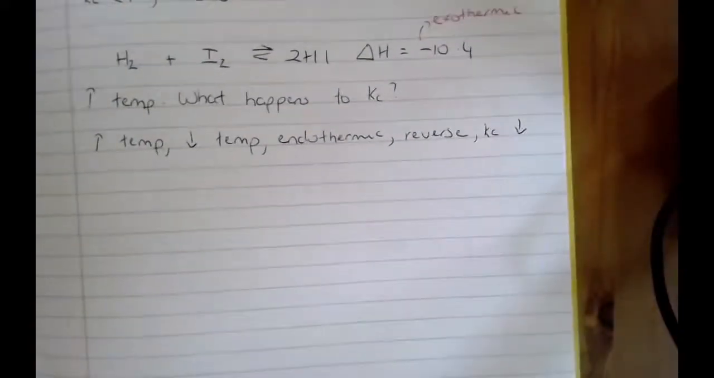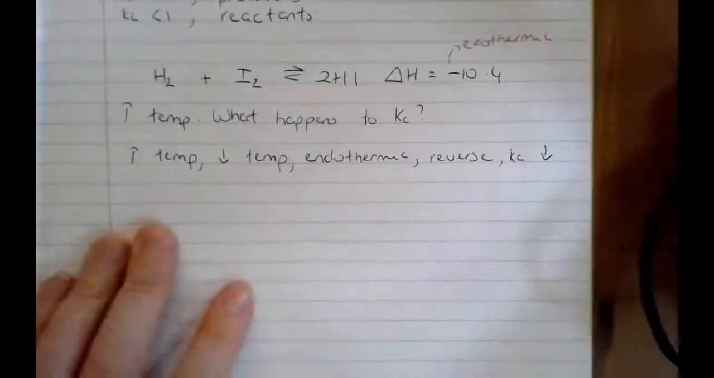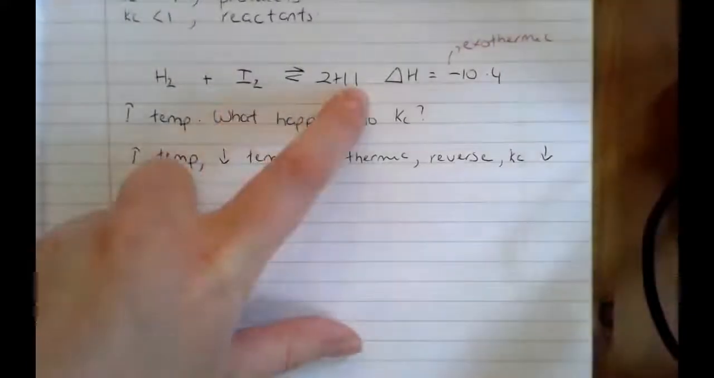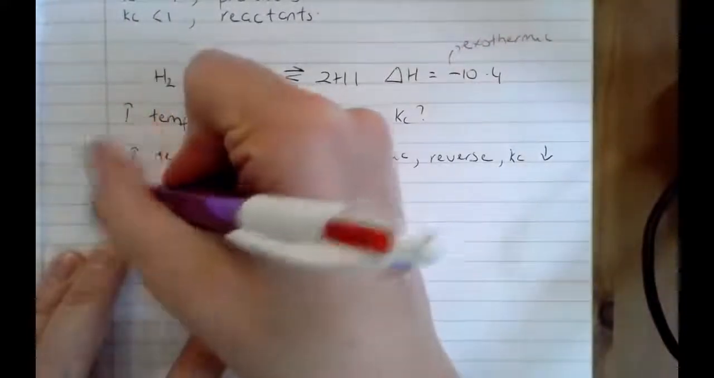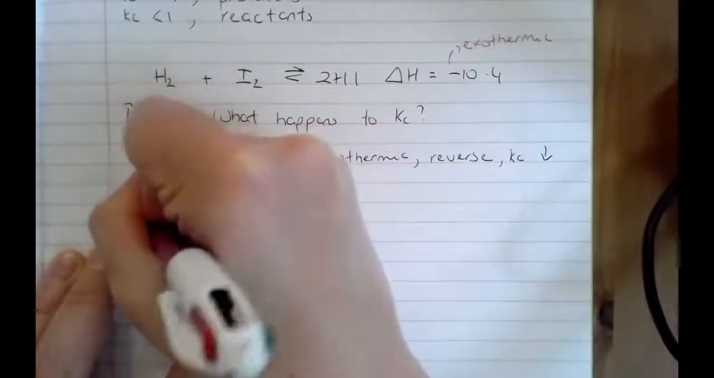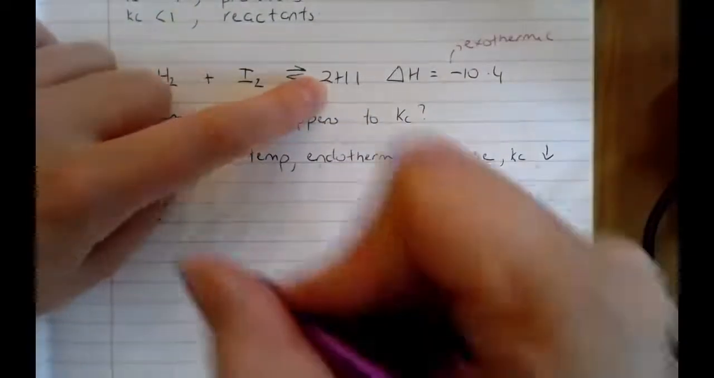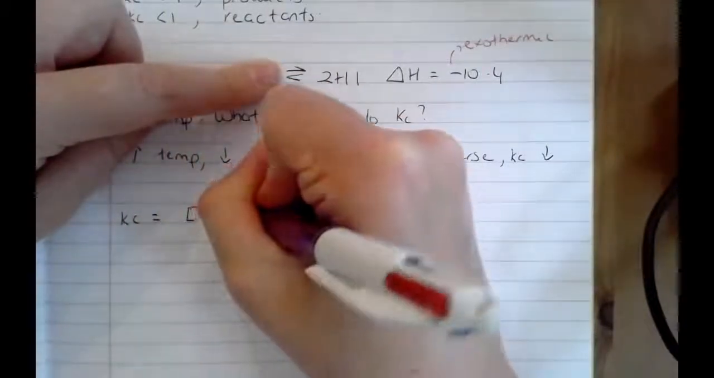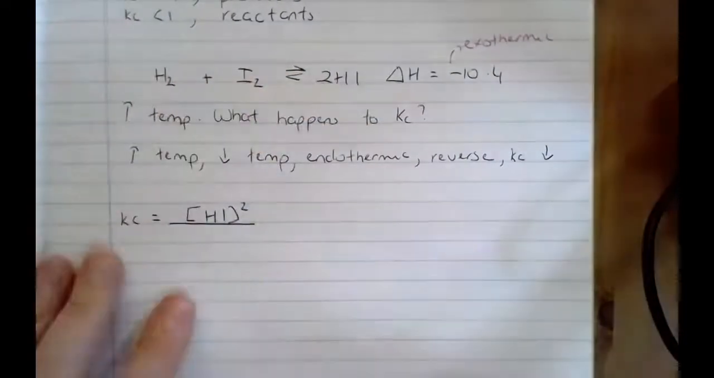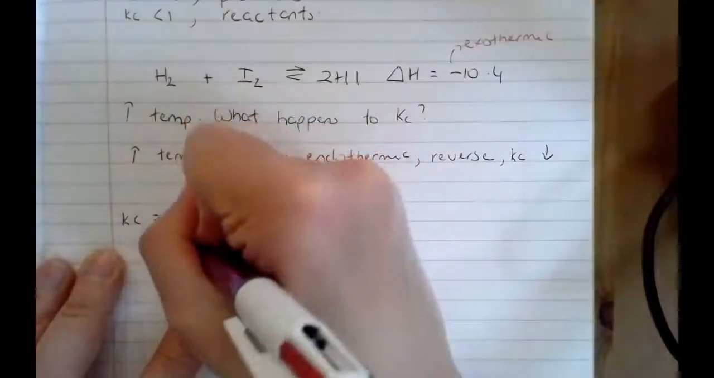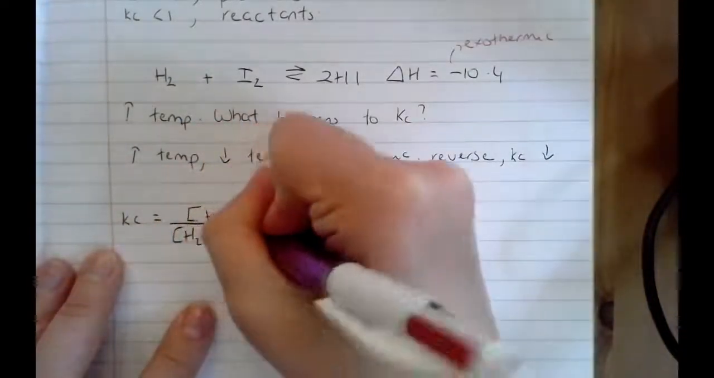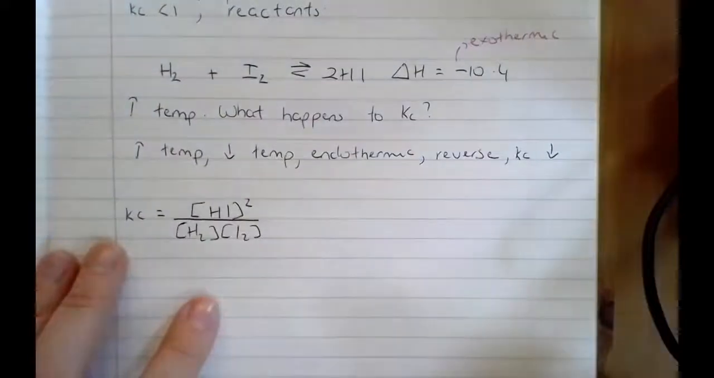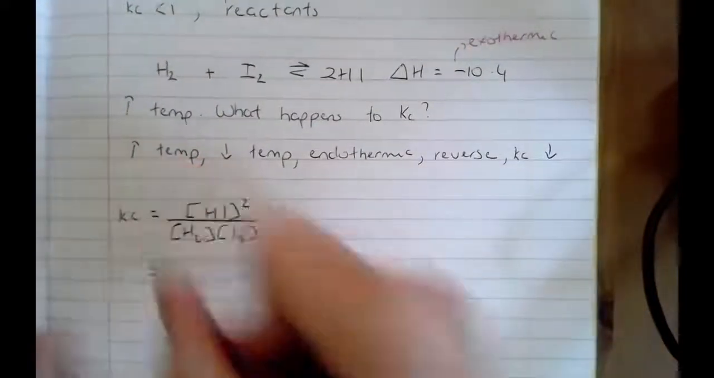So we can have a look at what this would look like in practice. I'm going to write an expression for Kc. Kc equals, when I'm writing my expression, it's c, so it's concentration. I raise that to the power of 2, so there's my products. And then I put in H2, and I put in I2, and there's my Kc expression.